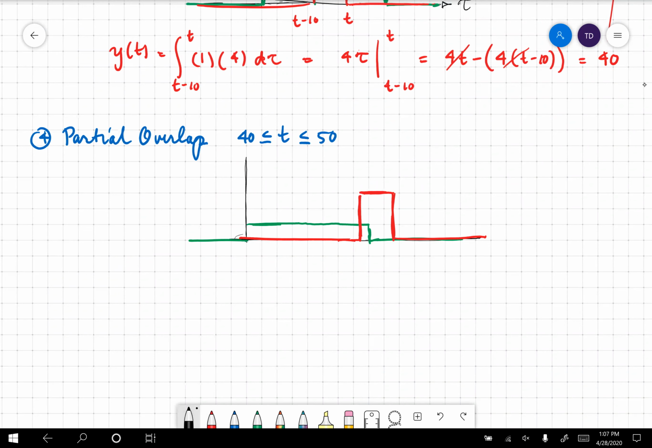Okay. This is right here. That's t minus 10. Don't forget that. This one here is 40. So we're going to integrate from t minus 10 to 40. So y of t equals the integral from t minus 10 to 40 of what numbers? The same darn numbers.